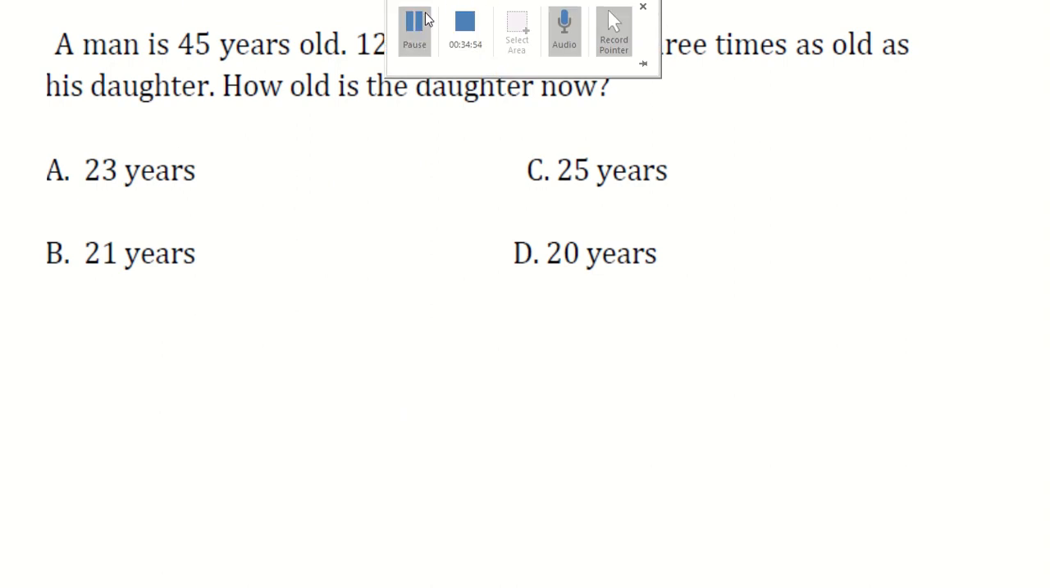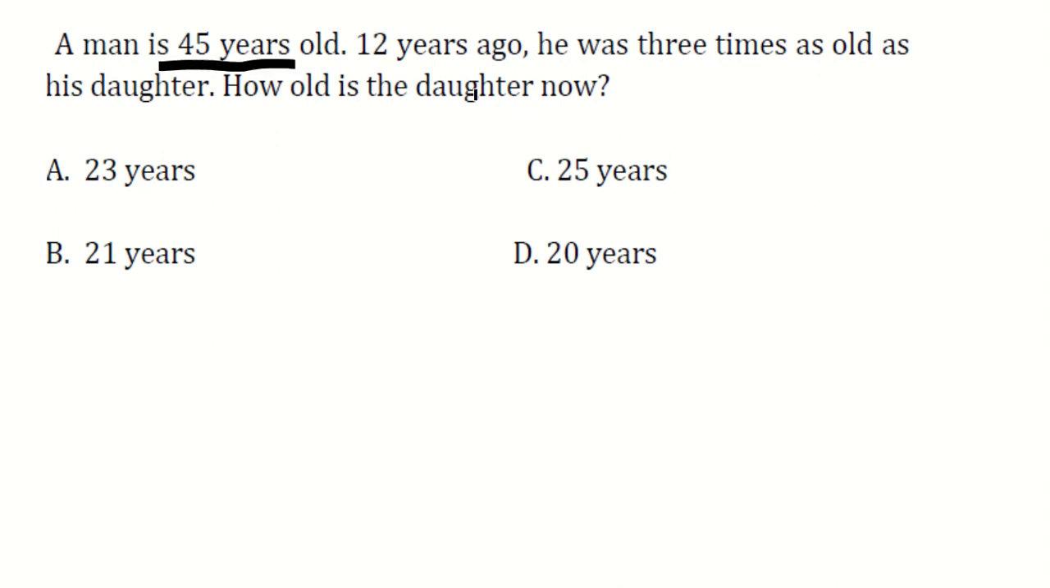It says a man is 45 years old. Remember, 12 years ago the man age was... no, a man is 45 years old. This time he is 45. But 12 years ago he was 3 times as old as his daughter. How old is the daughter now?